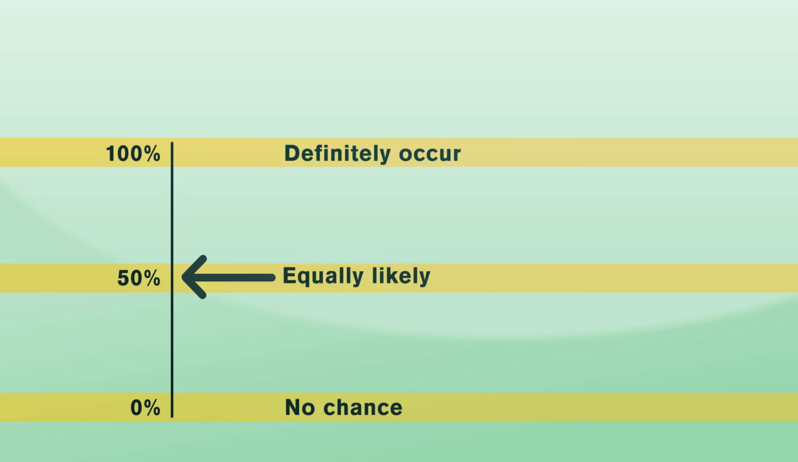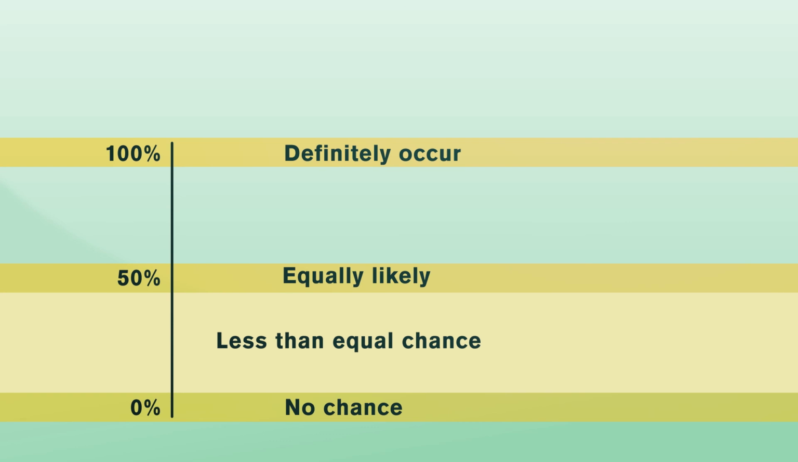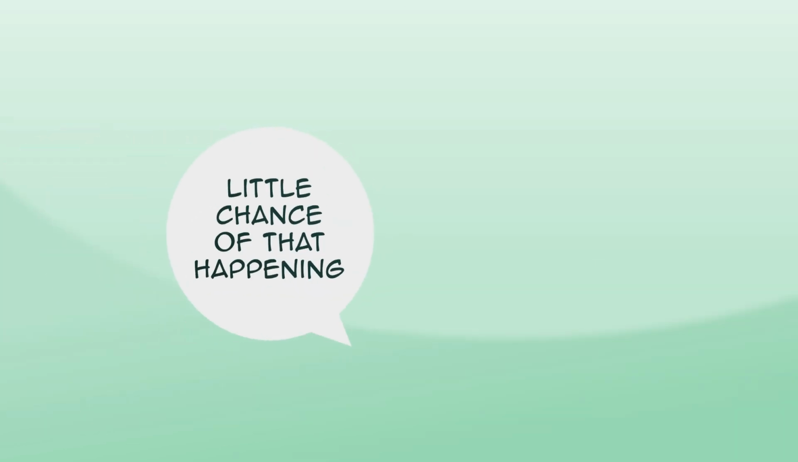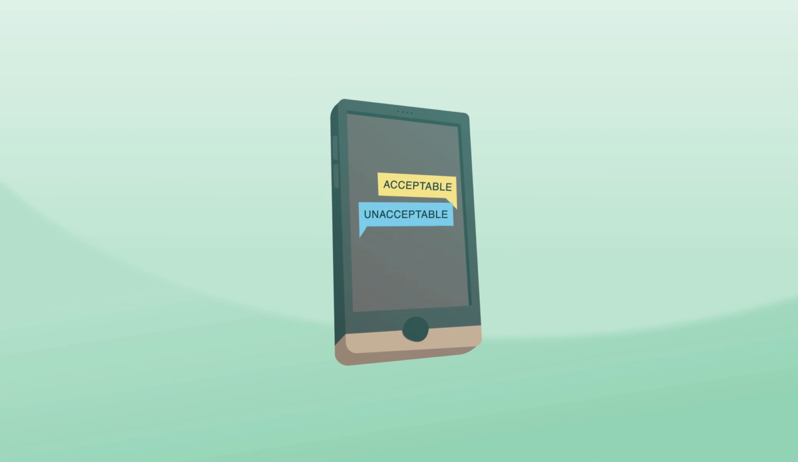An event has a 50% probability of occurring if it is equally likely to occur as to not occur. For example, the chance of picking a male from a group containing 1 male and 1 female. We say an event has a better than even chance if it has a probability between 50% and 100%. We say an event has a less than equal chance of occurring if it has a probability between 0% and 50%.